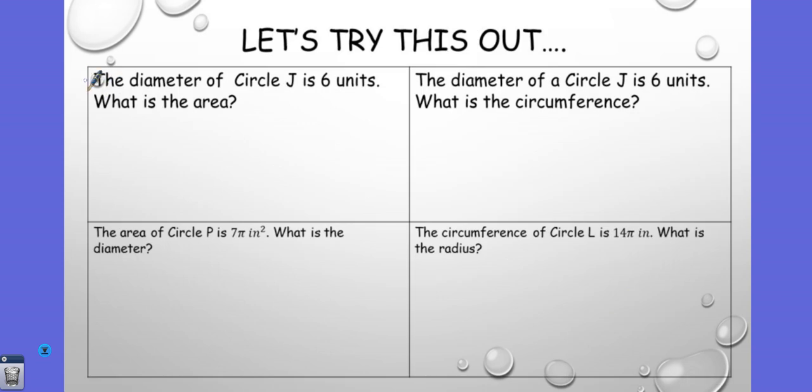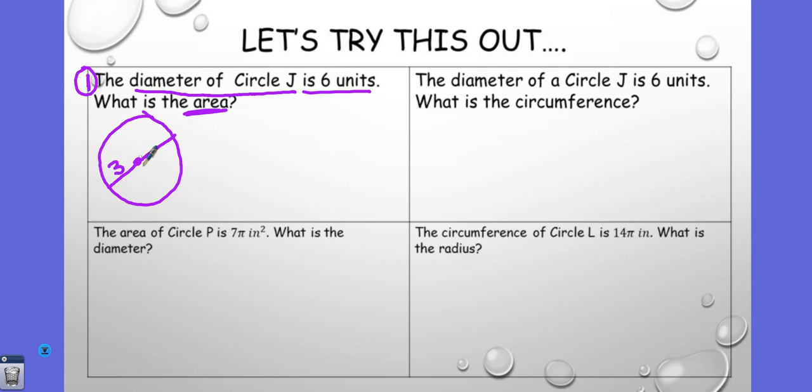So I believe this is question number 1 on your paper. It says the diameter of circle J is 6 units. What is the area? So we're going to draw exactly what it says. We need to find how much space is taken up, and it says the diameter of circle J is 6 units. So I'm going to draw a diameter, and this whole thing is 6. So that means 3 here and 3 here, and when I add it together we get 6. That is my diameter. And it's asking me for area.